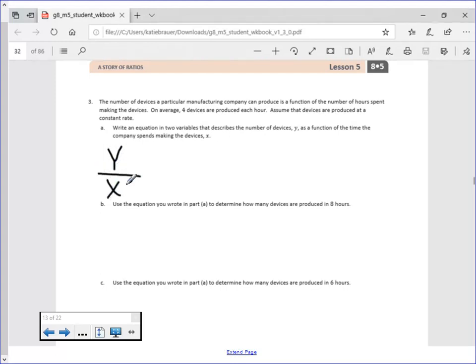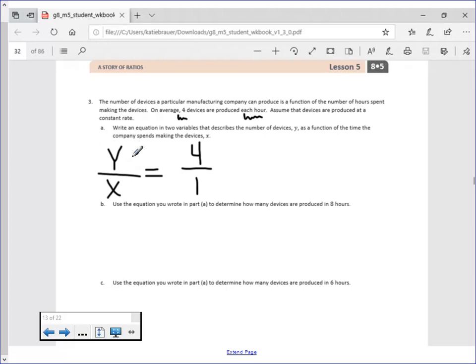So we're going to start with y divided by x equals. Remember, time goes on the bottom. We're talking about 4 devices in 1 hour. So we're going to put a 1 on the bottom because we're talking about 1 hour. Hopefully you're all writing this down. 4 devices can be manufactured in 1 hour.